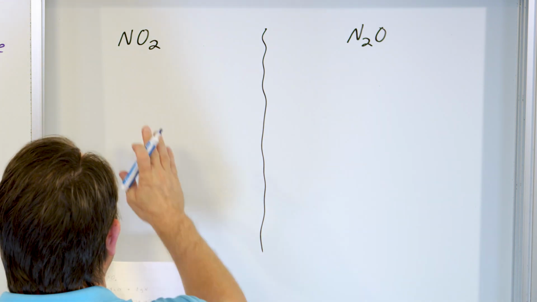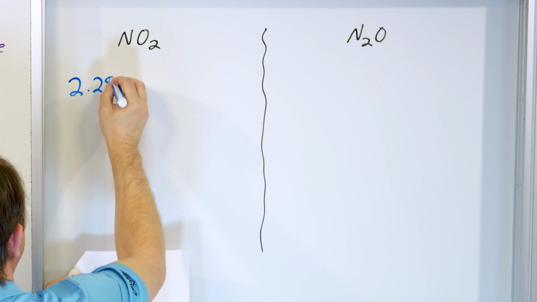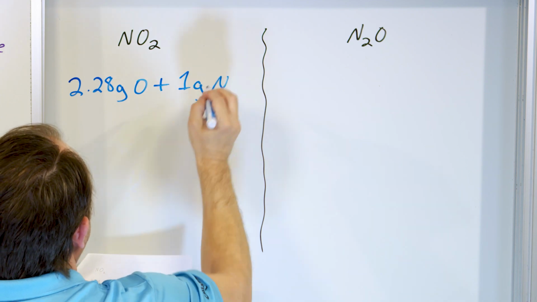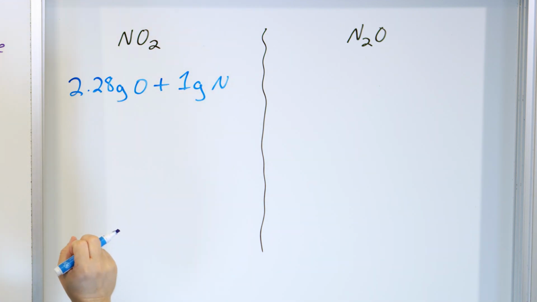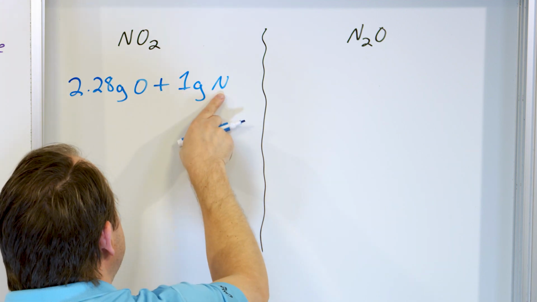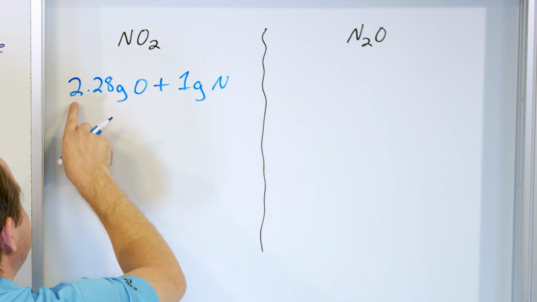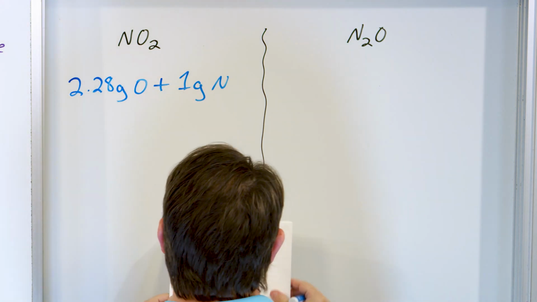Let's say that for the NO2, what you end up seeing when you do the experiment is that 2.28 grams of oxygen combines with 1 gram of the nitrogen. Okay? This is the ratio, this is the amounts that are reacted together. Right? When you supply 1 gram of nitrogen, this is the only amount of oxygen that reacts with it. Not 2.5, not 2.7. This is the amount that reacts with 1 gram of nitrogen.